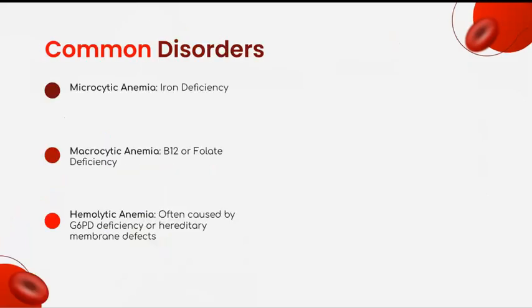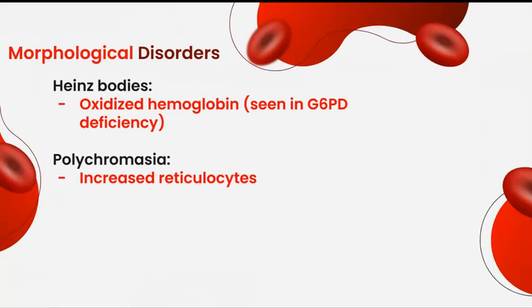Different anemias present with characteristic lab patterns. Microcytic anemia from iron deficiency, macrocytic anemia from B12 or folate deficiency, and hemolytic anemia from enzyme deficiencies or membrane defects. On a blood smear, you might see Heinz bodies, denatured hemoglobin aggregates, or polychromasia, which indicates an increased number of reticulocytes.